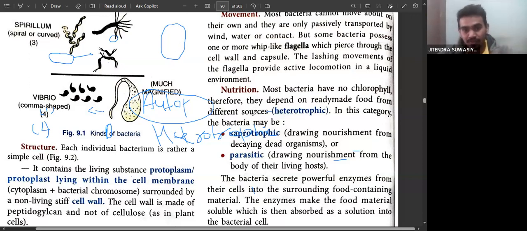Like that, in bacteria also we have heterotrophic groups. In bacteria we have autotrophic and heterotrophic. In autotrophic they produce their own food, and in heterotrophic they depend on other organisms. In heterotrophic we have saprophyte and parasitic. Saprophytes derive nutrients from dead and decaying materials, and parasitic derive nutrients from other living hosts. So that is called parasitic.